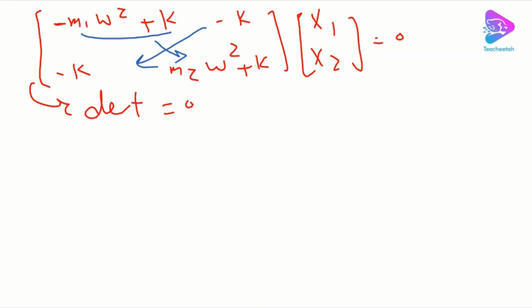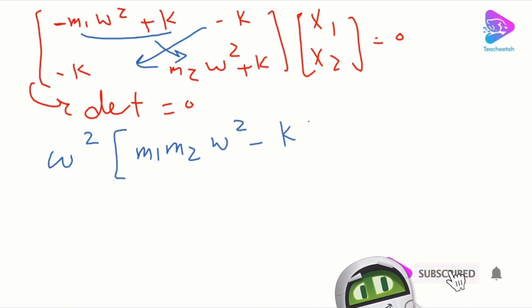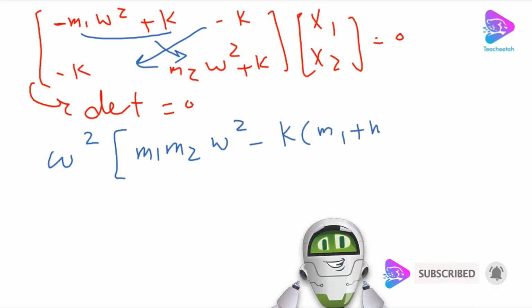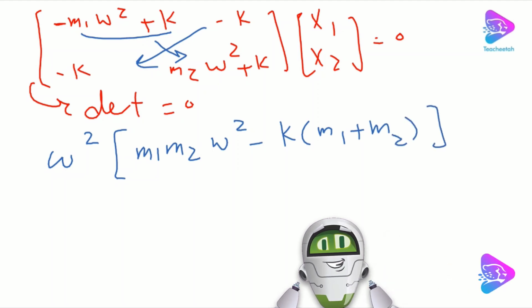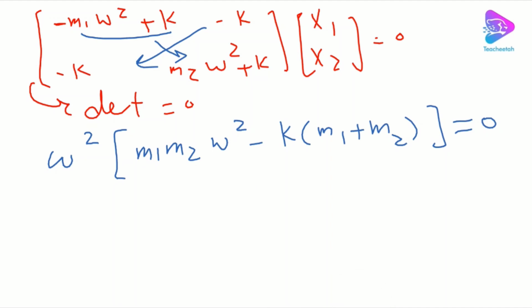If we factor out and simplify, we get omega squared times (m1 m2 omega squared minus k (m1 plus m2)) equal to 0. So we can simplify to this equation, and the interesting part is this equation gives us two frequencies. One of them is 0, right? Because it's a multiplication of two terms. To be equal to 0, at least one of them is 0, right?